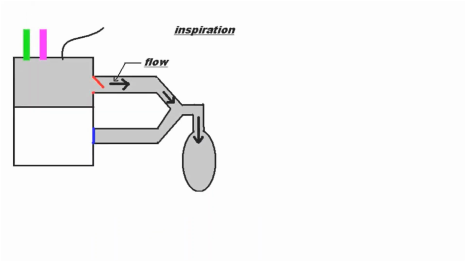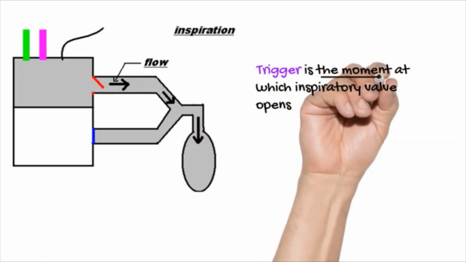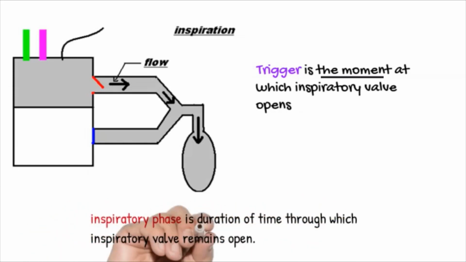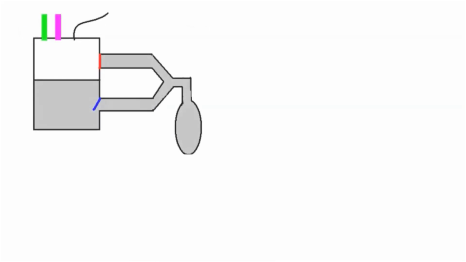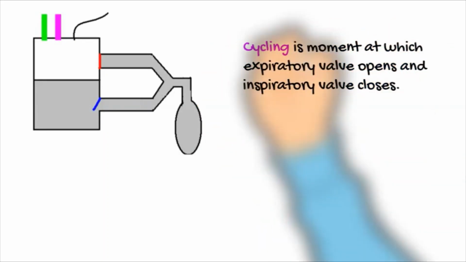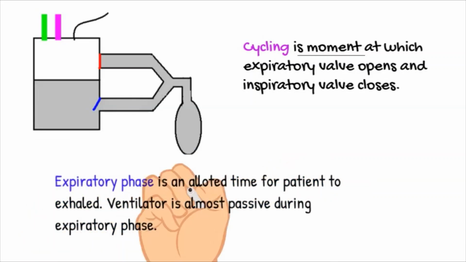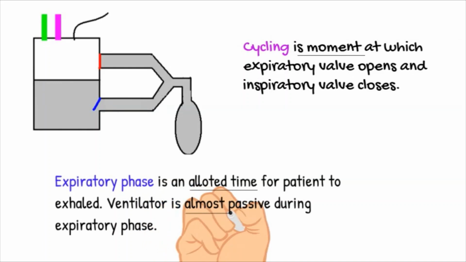Many people fail to understand that trigger and inspiratory phase are independent events. Trigger is the moment at which the inspiratory valve opens, and the inspiratory phase is a duration of time through which the inspiratory valve remains open. Similarly, cycling is a moment at which the expiratory valve opens and the inspiratory valve closes, and the expiratory phase is an allotted time for the patient to exhale. The ventilator is almost passive during the expiratory phase.